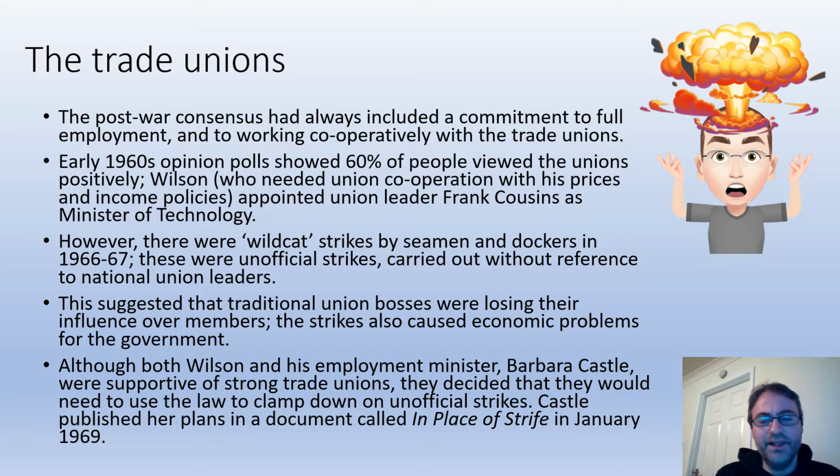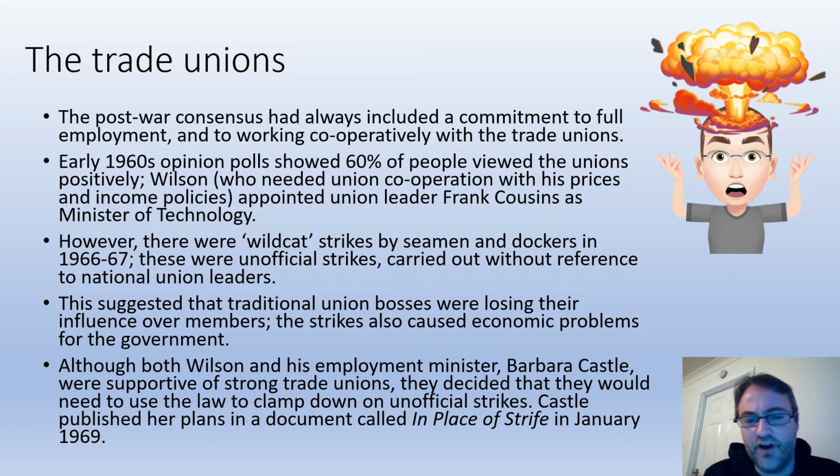And as well as believing in cooperating with the unions on principle, Wilson knows on a practical level that if his prices and incomes policies are going to work, he's going to need to work closely with the trade unions. Having said that, problems arise midway through Wilson's time in office. In 66 through to 67, we have a series of what we call wildcat strikes.